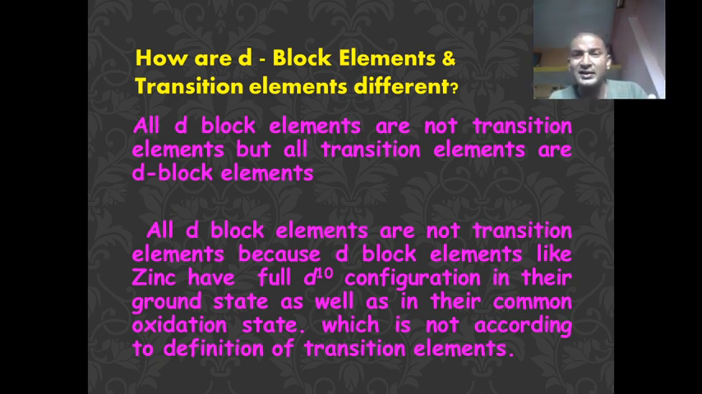A transition series element can be explained like that: they have partially filled d atomic orbitals. So as zinc does not have a partially filled n-1 d atomic orbital, therefore this element cannot be a transition series element.